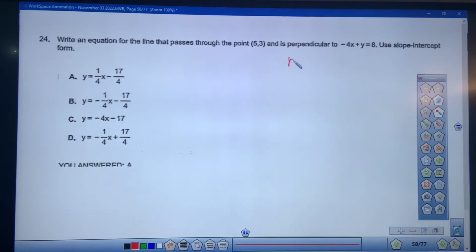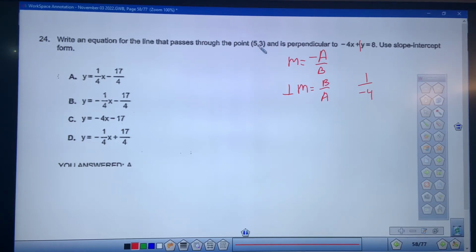Perpendicular. Well, if the slope is negative a over b, the perpendicular slope would be just b over a. So that would be 1 over negative 4. So the slope is going to be negative 1/4. So I have either this one or this one.